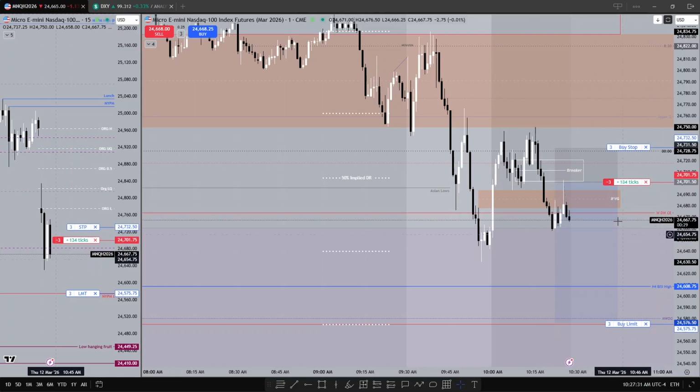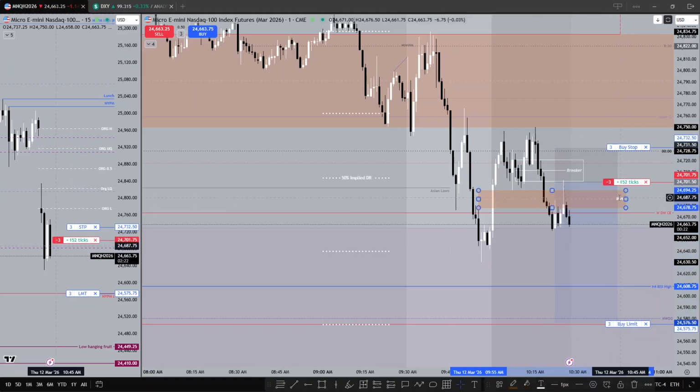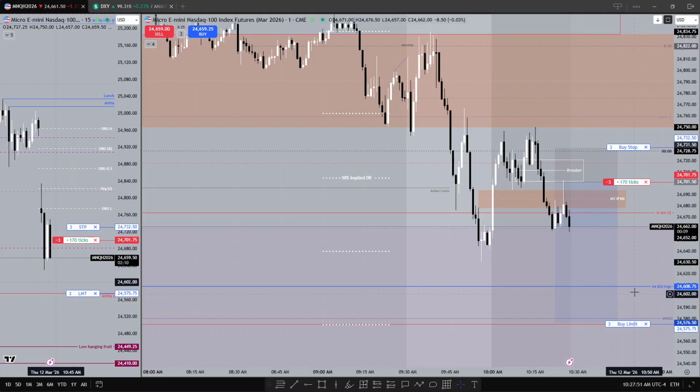And you see this array, it looks very wonky, but this is actually a 5 minute. This is a 5 minute inverted fair value gap. That's why it looks like it's anchored to nowhere. It's a 5 minute inversion fair value gap. It was a 5 minute CB that turned into an inversion fair value gap.